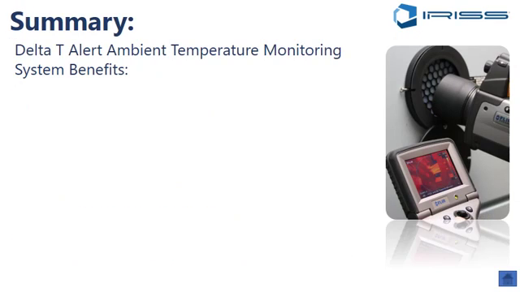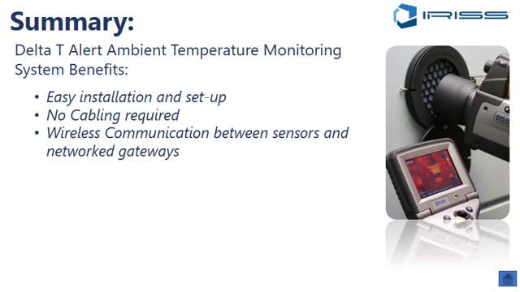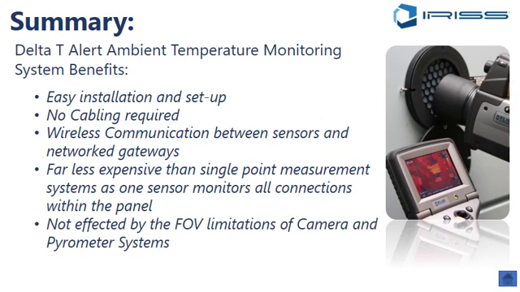To summarise, the Delta T Alert ambient temperature monitoring system benefits are: easy installation and setup. We literally just drill one hole, insert the device in there, and it's measuring away. It takes literally minutes to install. No cabling required, with wireless communication between sensors and network gateways. Far less expensive than single point measurement systems, as one sensor monitors all connections within the panel. And it's not affected by field of view limitations of camera and pyrometer systems. So it's significantly less money to install and very, very effective.